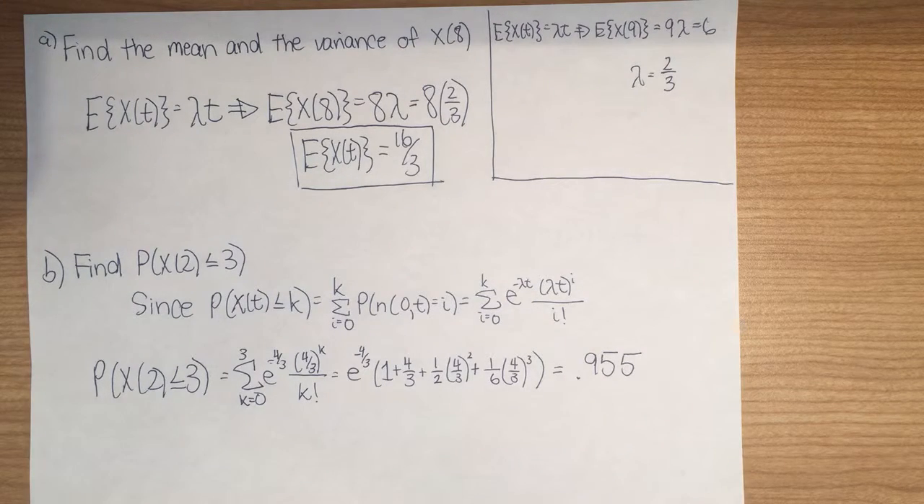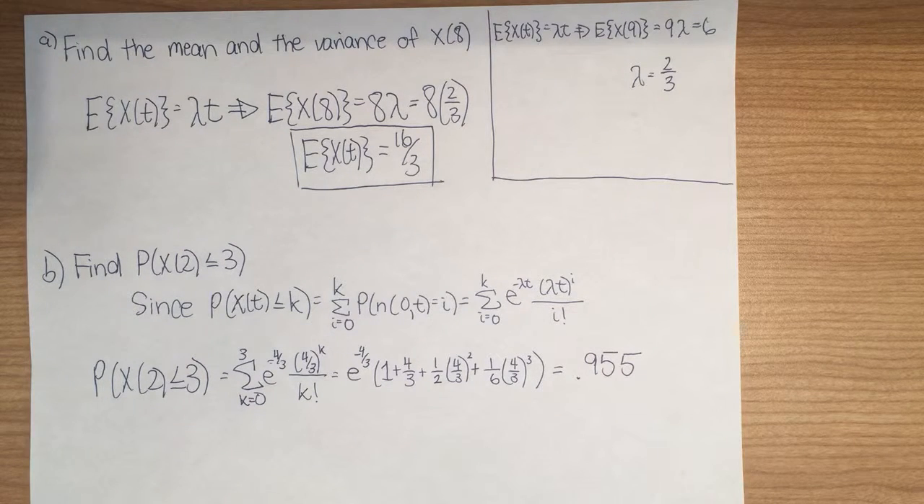So we want to find the mean and the variance of X(8). We basically just plug and chug. What's 8 lambda? 8 lambda is 8 times 2/3. The expected value of X(t), where the expected value of X(8), is therefore equal to 16/3.